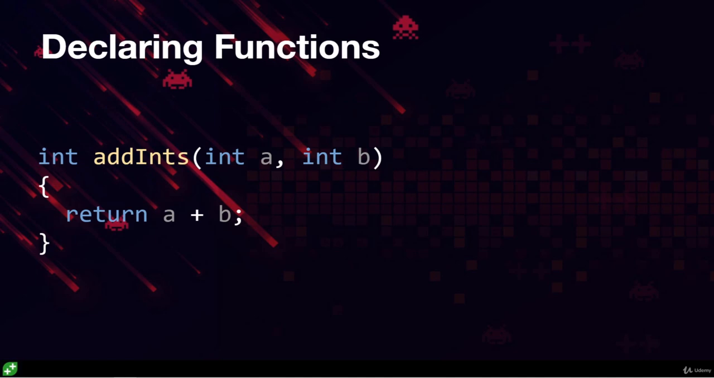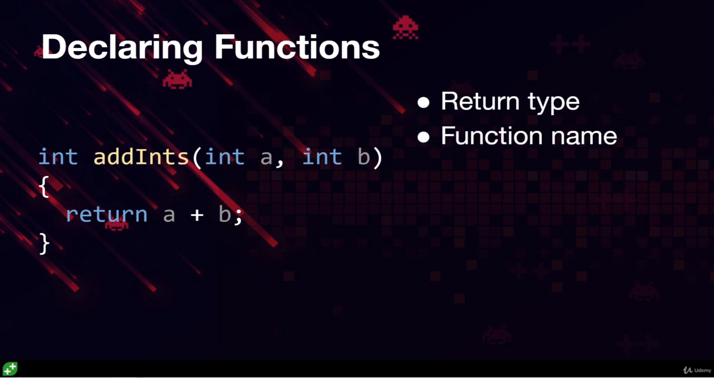Declaring a function is relatively straightforward. We need a return type. The return type specifies the data type of the values returned whenever the function gets called. In this example, the return type is int. A function needs its own unique function name. In this case, we're creating a function called addInts.